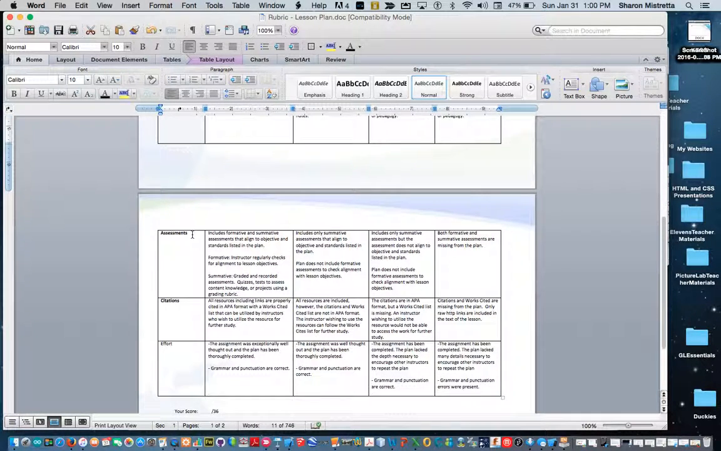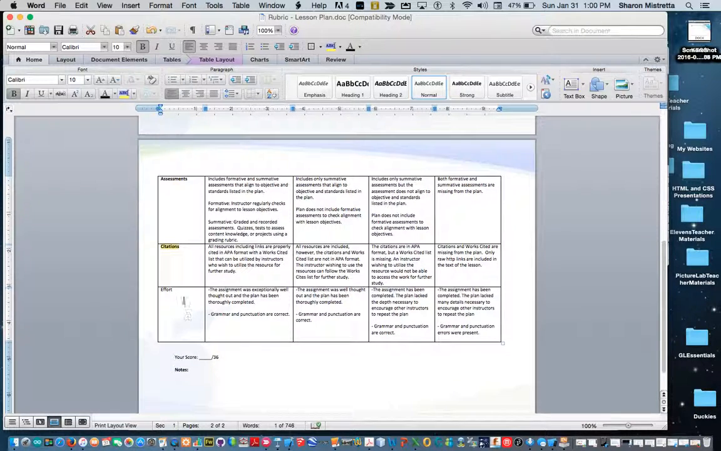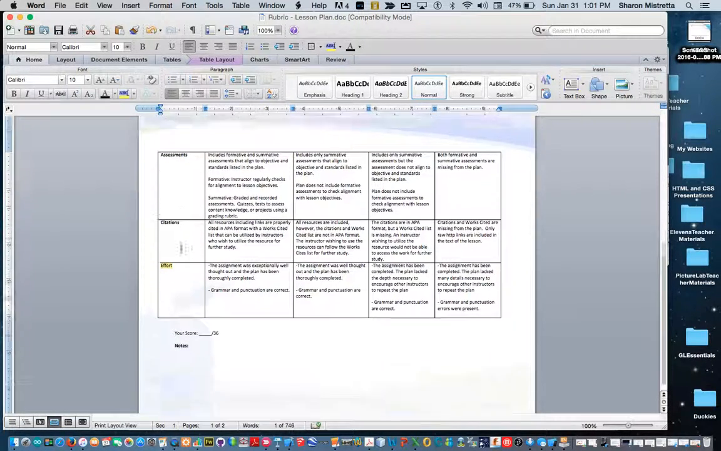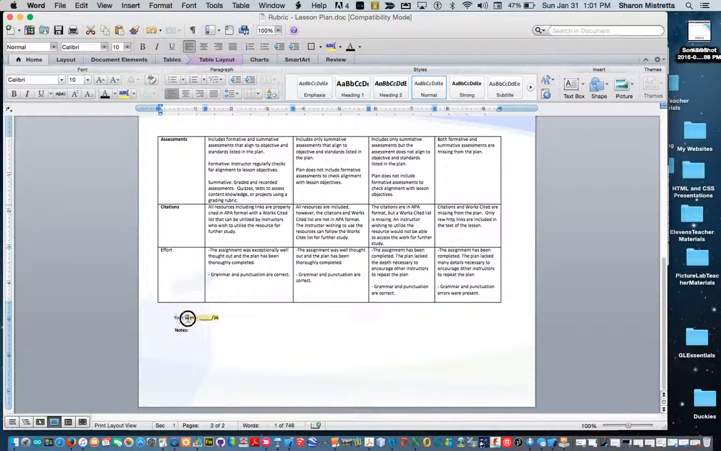The plan would also include assessments, citations, and APA, and I provide an example in the 5E lesson plan template that I'm about to show you. And also there is a score for effort as well. Now, here in these rows, we have 9 rows. Therefore, there's a possibility with this particular lesson plan rubric to have 36 points out of 36 points awarded to the teacher.